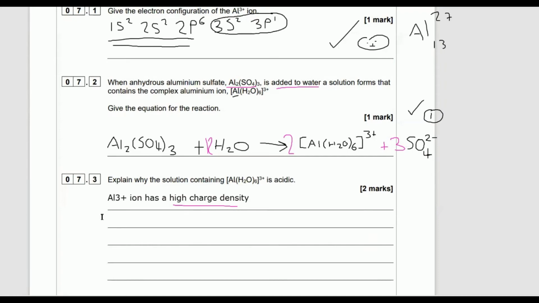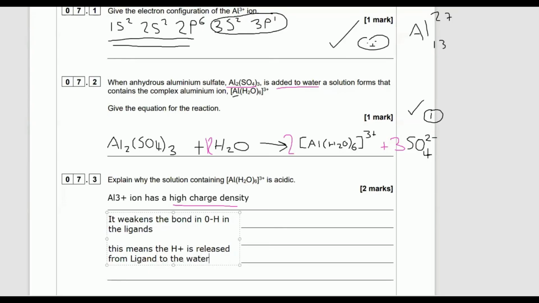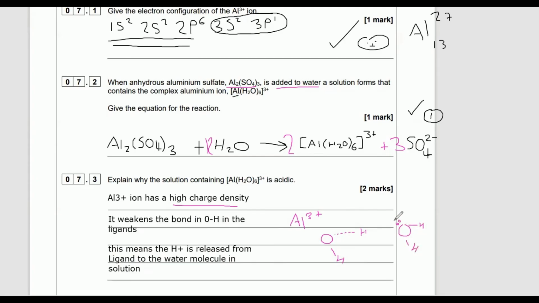So essentially, it weakens the bond in the ligands. This means the hydrogen ion is released from the ligand to the water molecule in solution. Okay, so essentially you've got the Al3+ being super duper charged. You've got your ligands. Now the bond is weakened. This bond here gets weakened, and what happens is my water from the solution then picks up this hydrogen and becomes H3O+, which can now release those hydrogen ions as an acid.